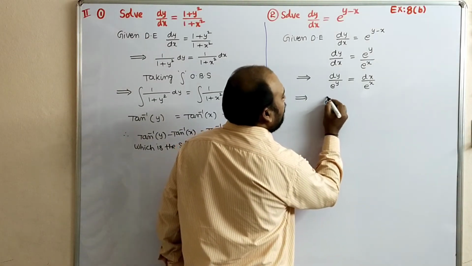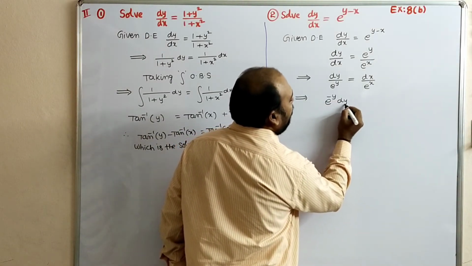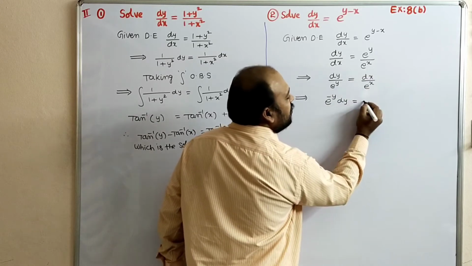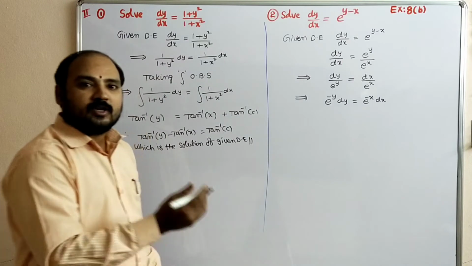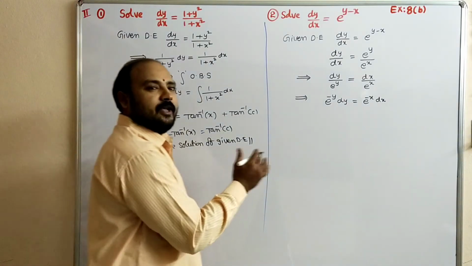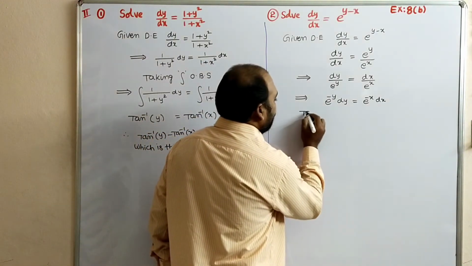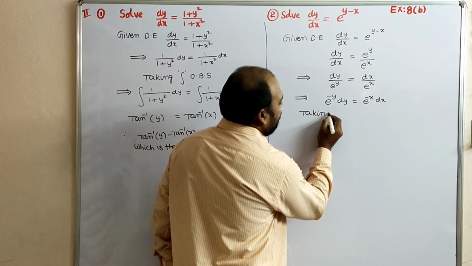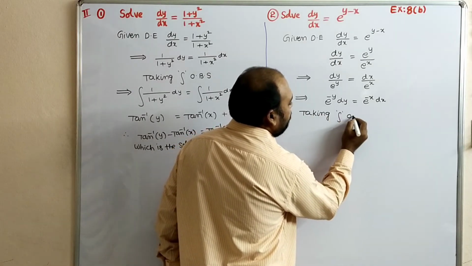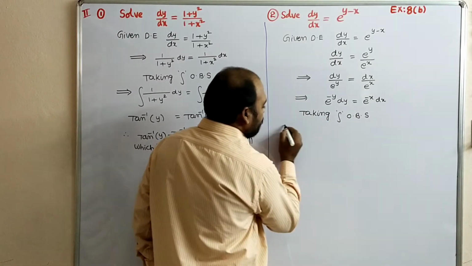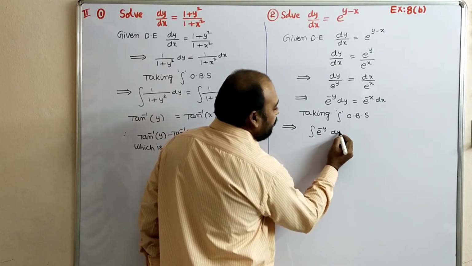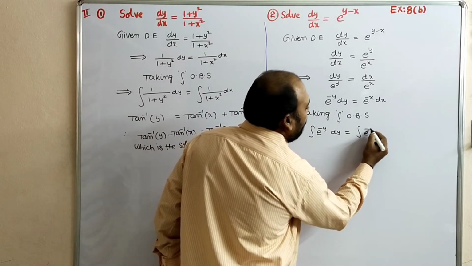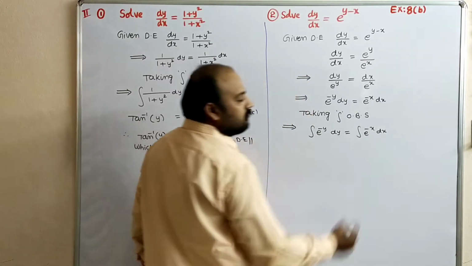So we can write it as e power minus y into dy. 1 by e power x can be written as e power minus x into dx. As soon as we separate the variables, taking integration on both sides, that implies integral e power minus y dy is equal to integral e power minus x into dx.